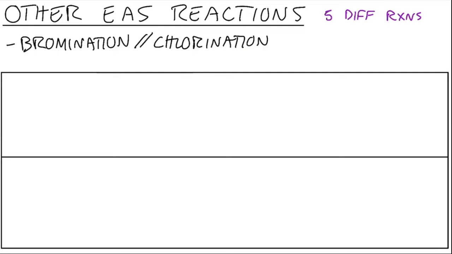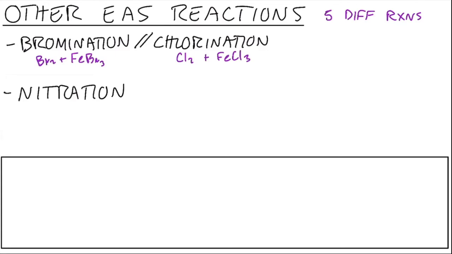So when you want to do EAS bromination, you use Br2 and FeBr3. When you want to do chlorination, you simply have to use Cl2 and FeCl3, just like that. You might also see AlCl3 for aluminum trichloride. That works just as well. All right, let's talk about the next type.